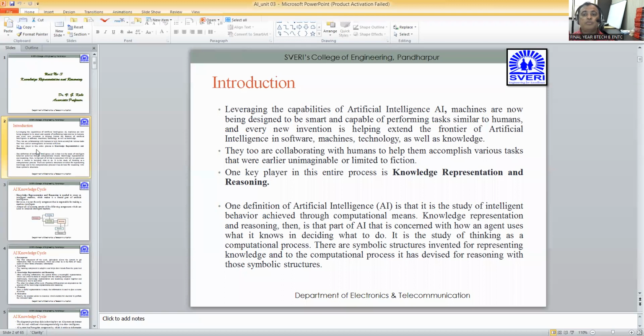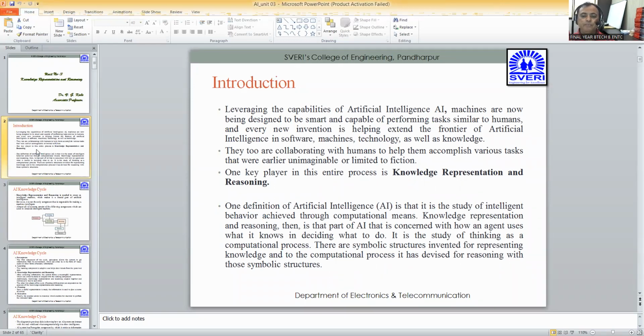Right? Because of artificial intelligence, machine and knowledge and all those things, tasks which were impossible for machines, the machines have started doing, which were unimaginable, but now are possible. So how has this been possible? Who made this possible? One of the key players in this entire process is knowledge representation and reasoning. It is one of the most important units as far as understanding is concerned.